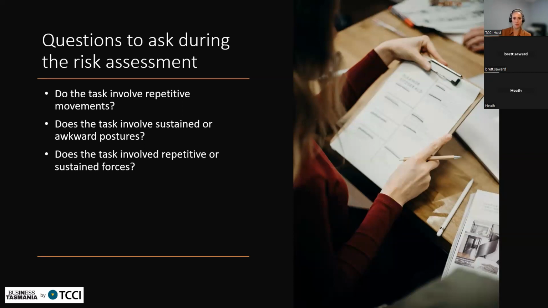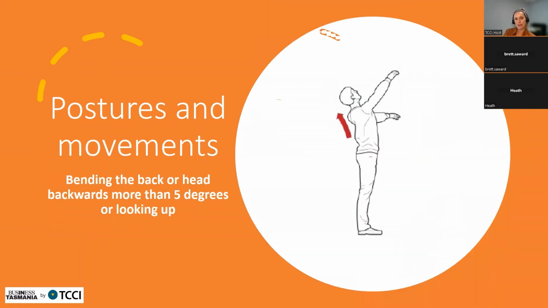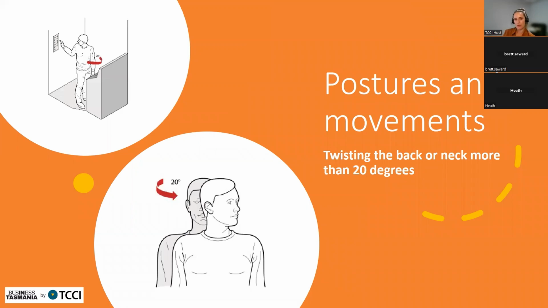Now, postures and movements, here's just some visuals or examples when doing your risk assessment. So look for bending the back or head forwards or sidewards more than 20 degrees. You've got these pictures here that can show you. Again, if you've got this happening repetitively or in a sustained position, it can then be hazardous. You've also got bending the back or head backwards for more than 5 degrees, basically looking upright. Twisting the back or neck more than 20 degrees. So you've got 2 examples here. The top one is where they're twisting more their torso, whereas the second one is their head.